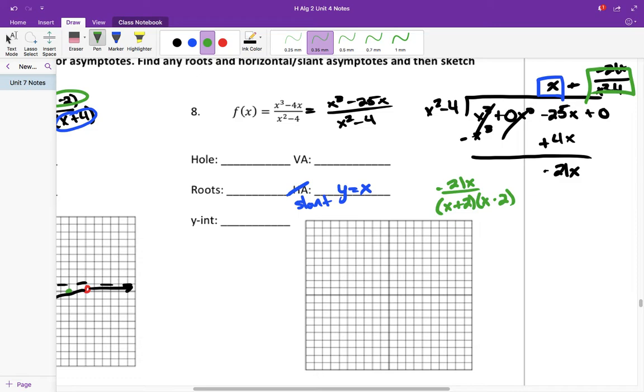To talk about a couple things at this point, let's look at the y-intercept first, since that's usually something I'll do at the beginning.